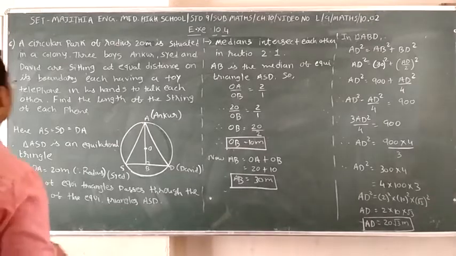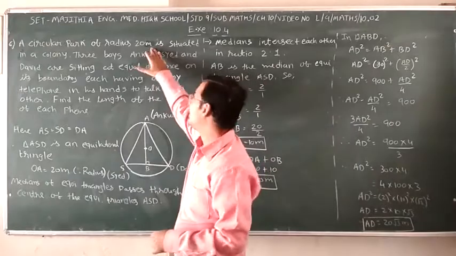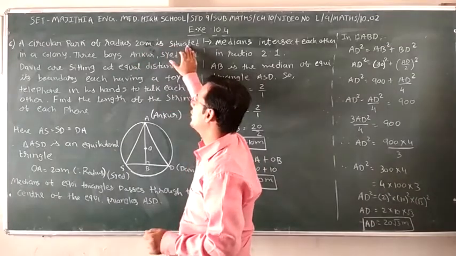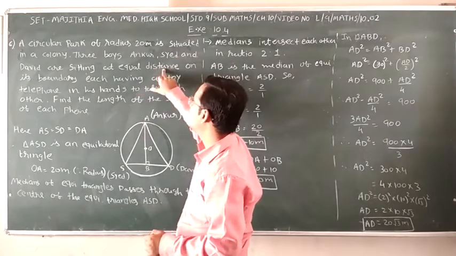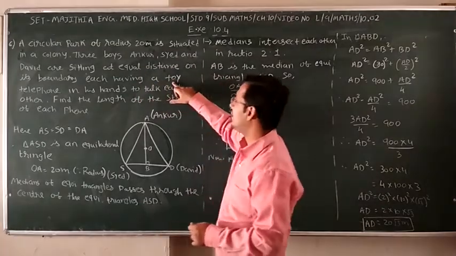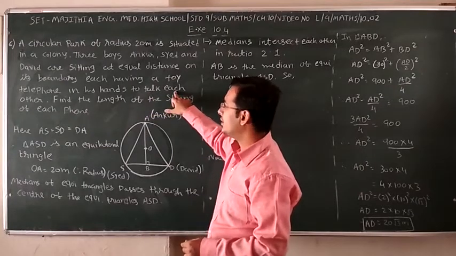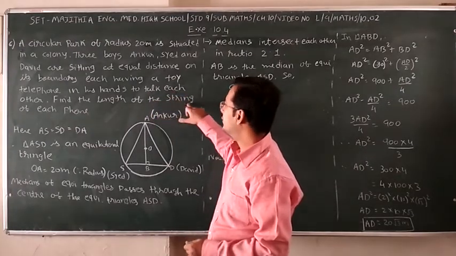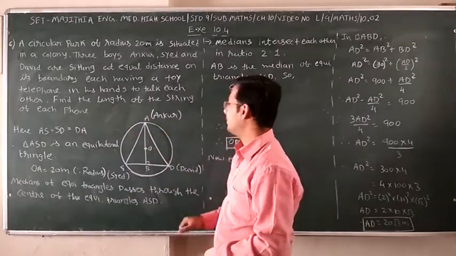Sum number 6. A circular park of radius 20 meters is situated in a colony. So the radius is 20 meters. 3 boys, Ankur, Sayyad and David, are sitting at an equal distance on its boundary, each having a toy telephone in his hand to talk to each other. Find the length of the string of each phone. So we have to find either AS, SD or AD.